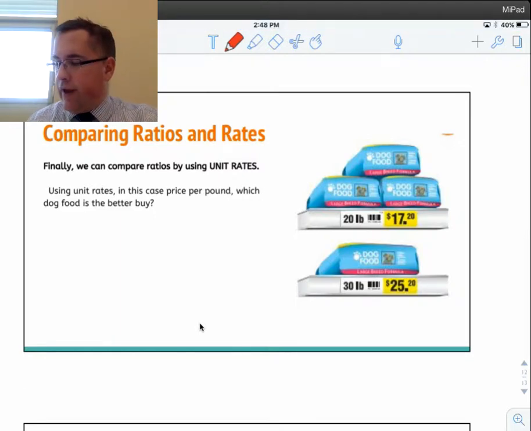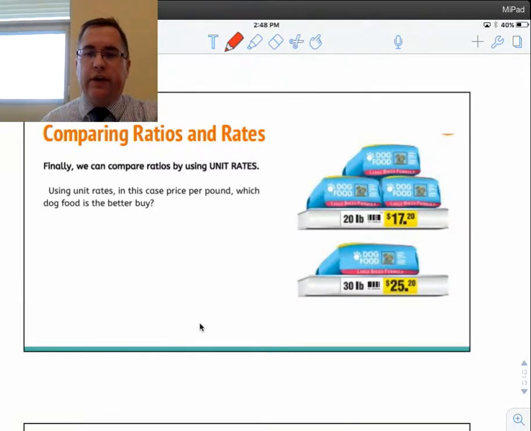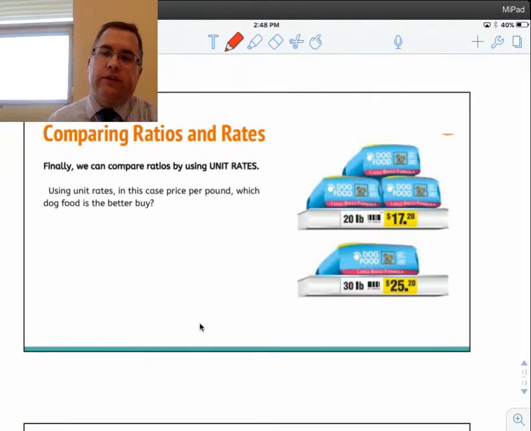Okay, so the third and final way that we're going to look at comparing ratios and rates is just by using unit rates. So we can find out how much one dog food costs per pound. Then we can compare it to the other dog food and how much it costs per pound.